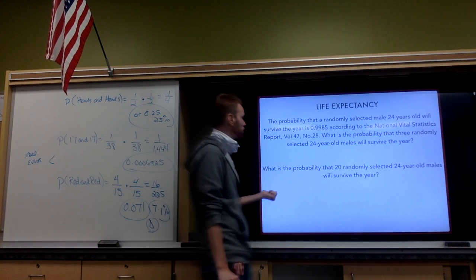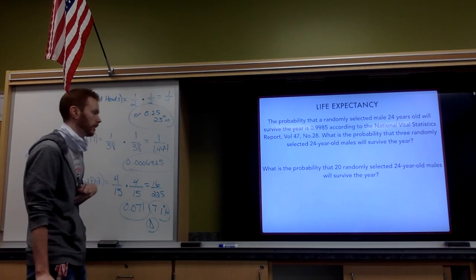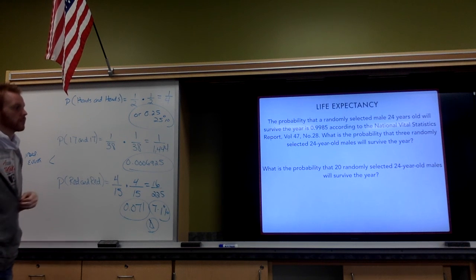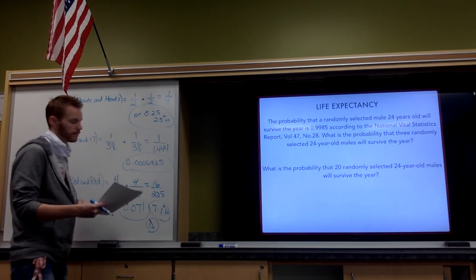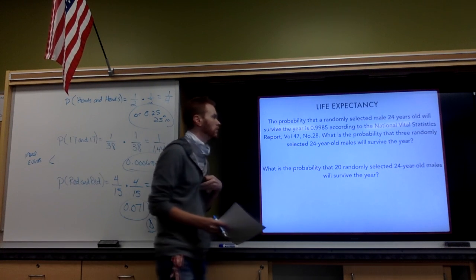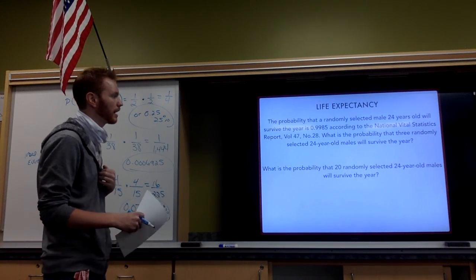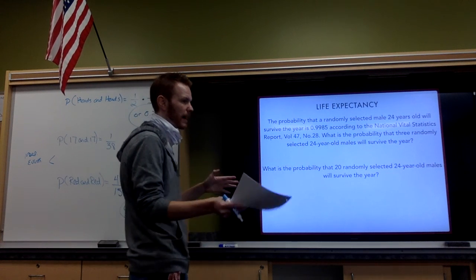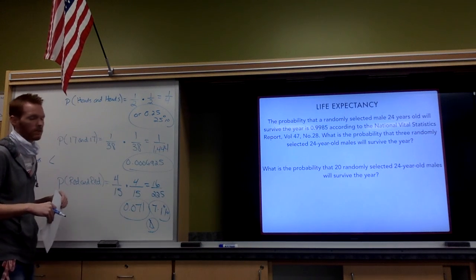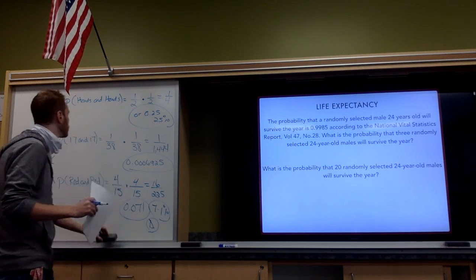So what's the probability that 3 randomly selected 24-year-old males will survive the year? Okay? And then the last one says, what's the probability that 20 randomly selected 24-year-old males will survive the year? Okay? That's the goal. Now, notice something. Okay? I'm not saying that you pick a guy and you keep him. You don't put him back into the population or anything like that. So we're just assuming that these are going to be independent of each other, okay? Just for ease and not to get too messy with it. So let's try it out.